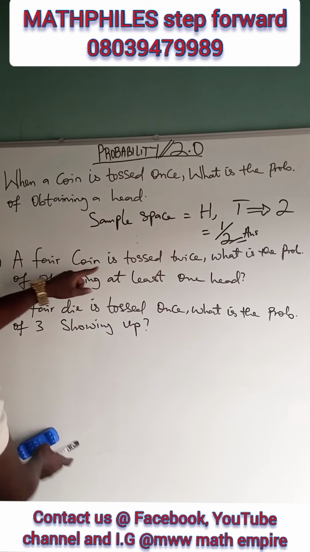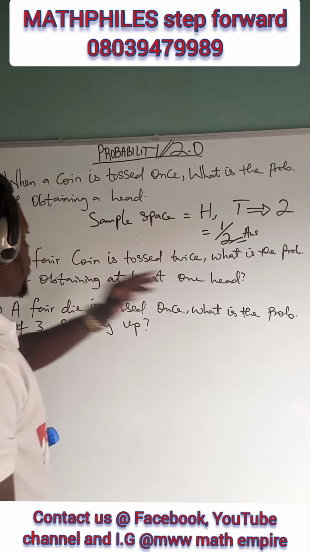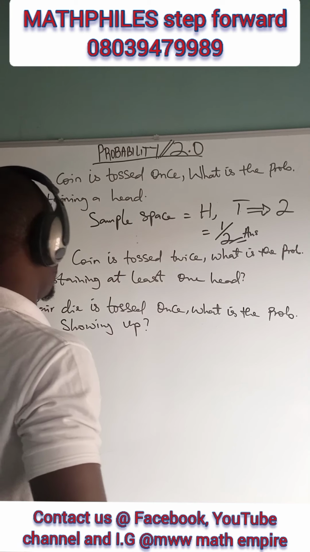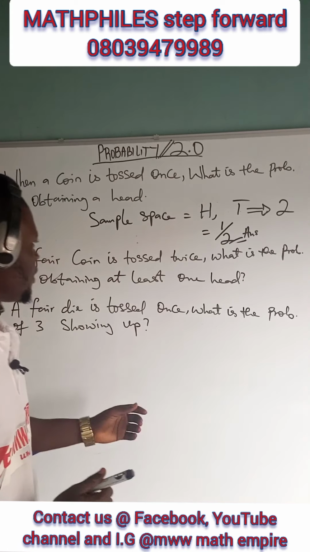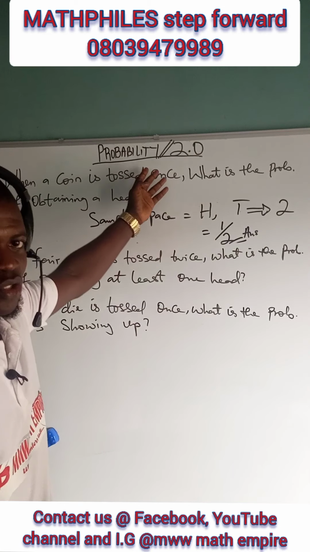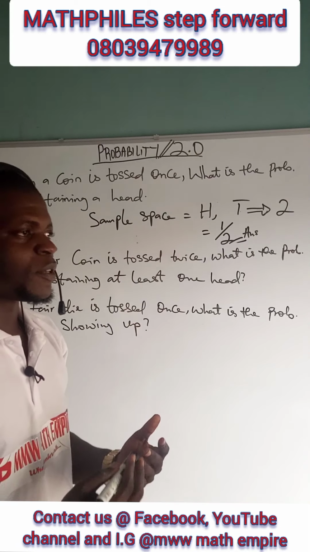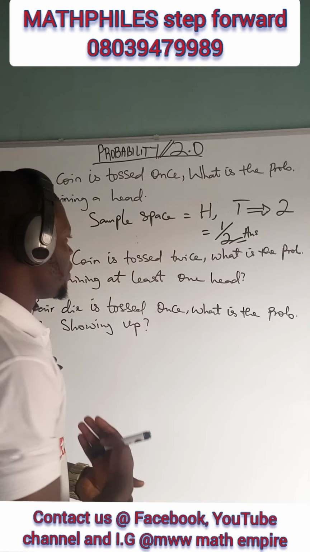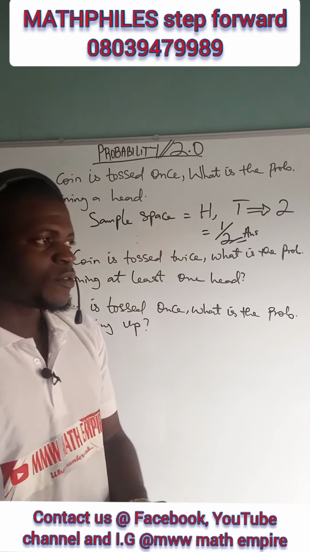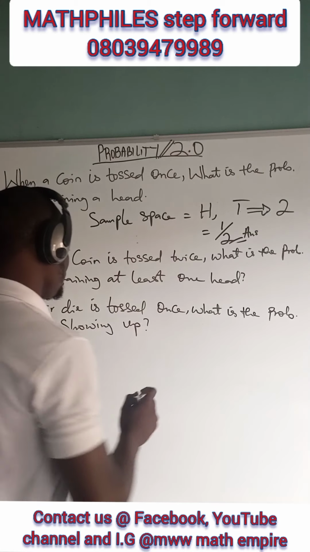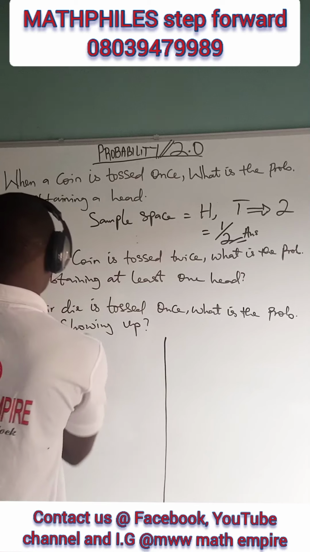A fair coin is tossed twice. What is the probability of obtaining at least 1 head? In this case, since the coin is tossed more than once, we make use of what is called the probability tree. I will solve this in two ways: using the probability tree and also using a table. So permit me to solve it here.